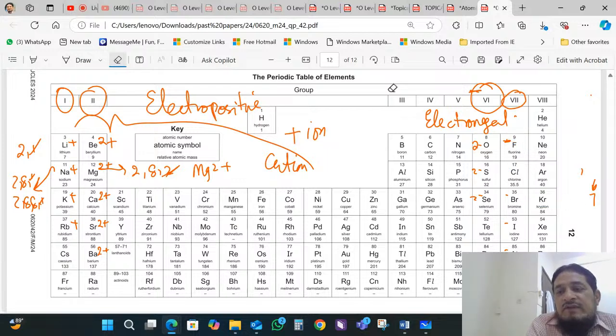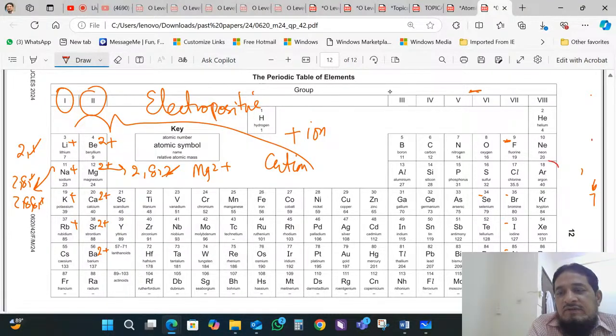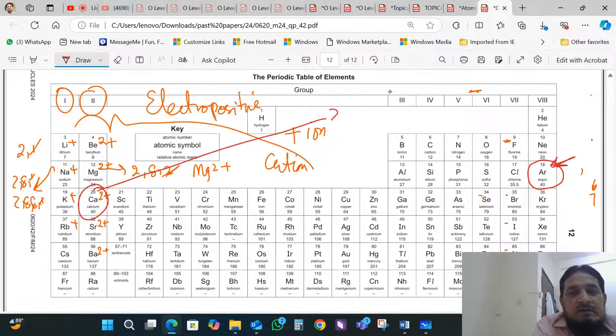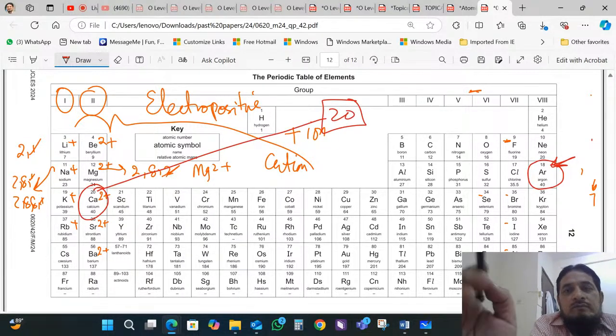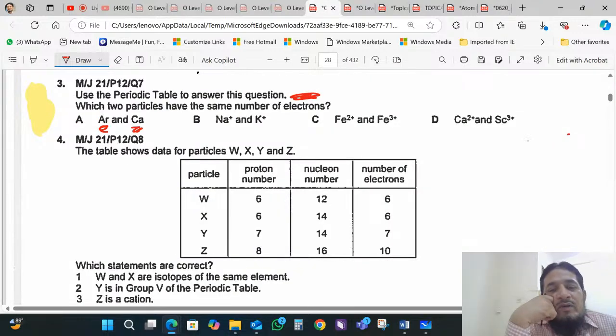So, listen, this is Ar. I am just helping with the red one. This is Ar, its number is 18. And this is calcium, this is 20. So their numbers are not the same. Then he's saying sodium plus and potassium plus.